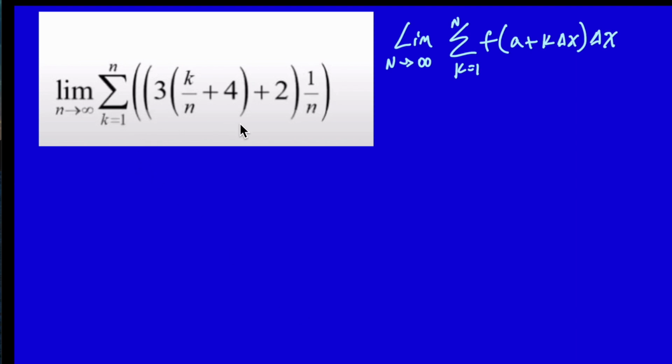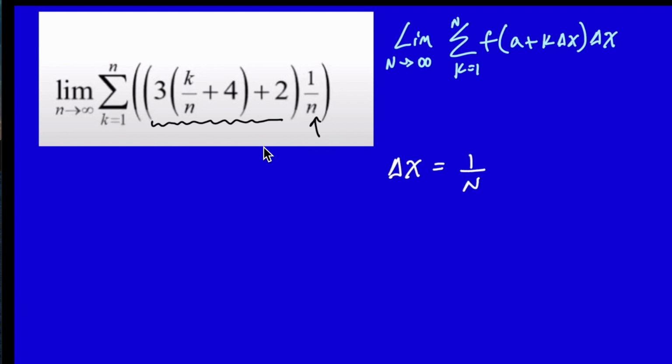Next, we are given this Riemann sum and asked to find the definite integral. So what do we have here? We have this here, and we have this on the outside. That tells us that that is our delta x right there. So we know delta x is going to equal 1 over n.